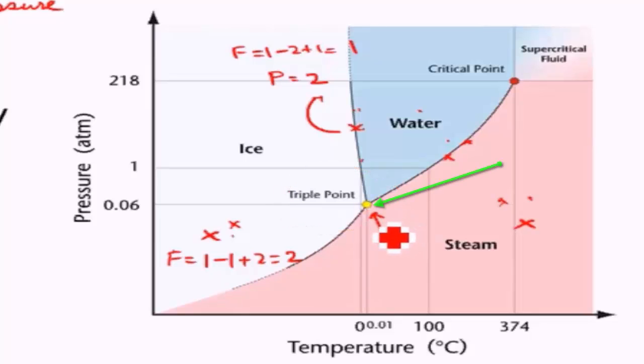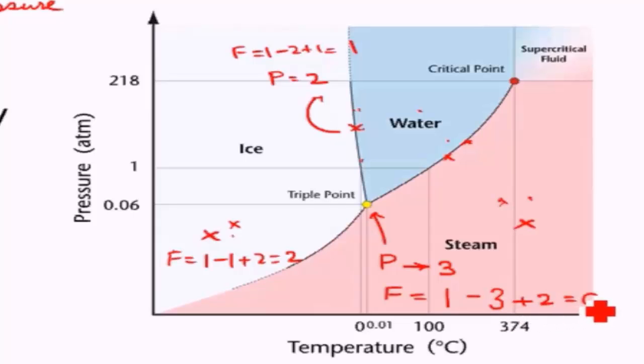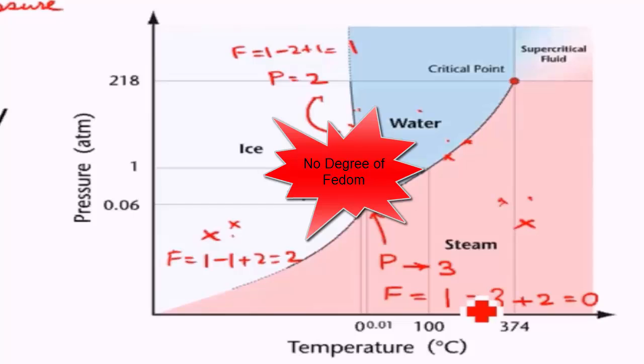At the triple point, the phases that coexist are ice, water and steam. All the three phases coexist. Therefore the P, the number of phases over here, is 3. It's not 2, it's 3. All the three phases coexist. Therefore the number of degrees of freedom for the triple point will be equal to number of components is 1, that is H2O, minus number of phases 3 plus 2, that gives me 0 degrees of freedom. What does this mean? This means that I cannot independently vary either temperature or pressure. There is no degree of freedom at all.